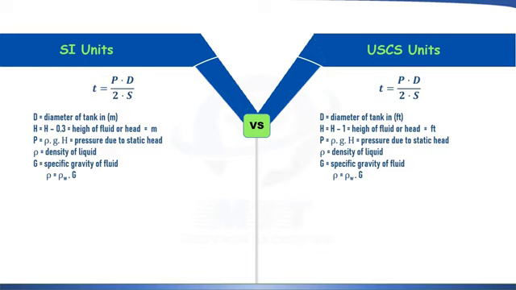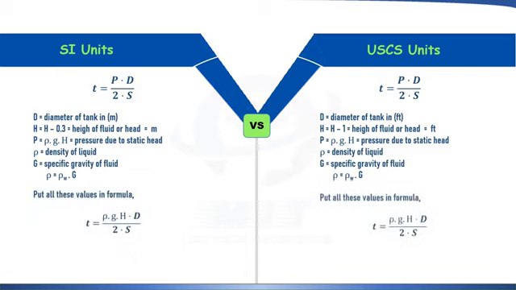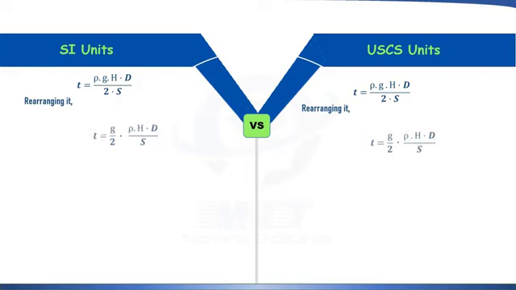We'll utilize G, which is the specific gravity of the fluid, and we know that the density of any liquid is equal to density of water times specific gravity G. So we'll put this in our formula. Our respective equation will become thickness equal to rho g h into D over 2 into S. Now after rearranging, we'll get thickness equal to g over T into rho h D over stress.